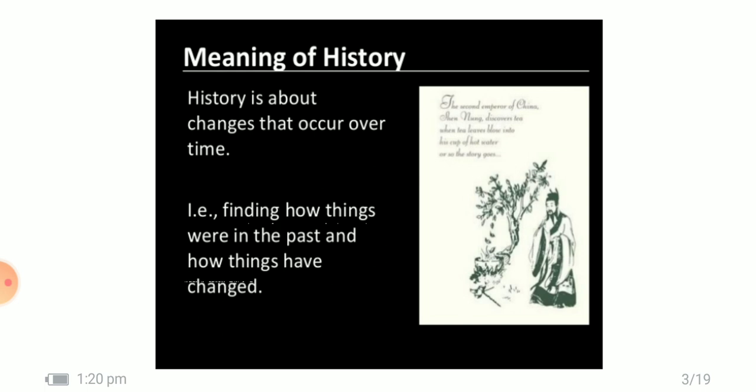History is certainly about changes that occur over time. It is also about finding out how things were in the past and how things have changed. As soon as we compare the past with the present, we refer to time. We use words like present. We refer to time like we talk of before and after.